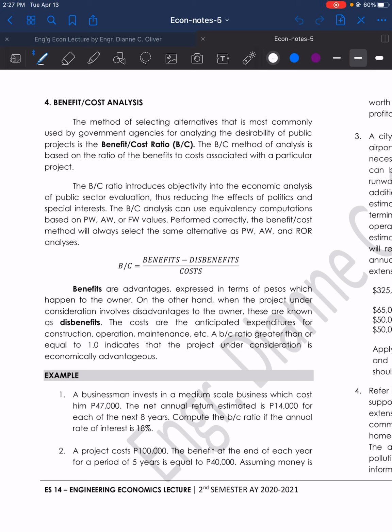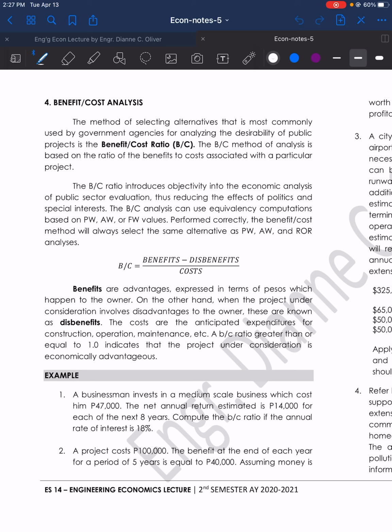The benefit cost method of analysis is based on the ratio of the benefits to cost associated with a particular project. The benefit cost ratio introduces objectivity into the economic analysis of public sector evaluation, thus reducing the effects of politics and special interests. The benefit cost analysis can use equivalency computations based on present worth, annual worth, or future worth values. Performed correctly, the benefit cost method will always select the same alternative as present worth, annual worth, and rate of return analysis.